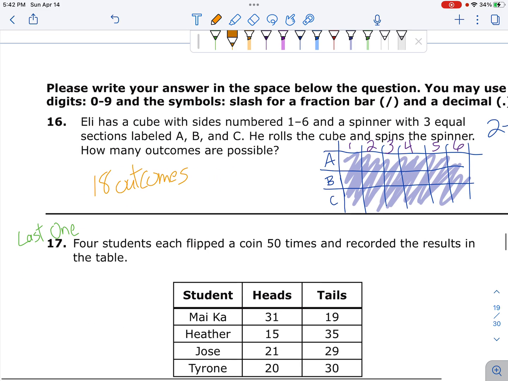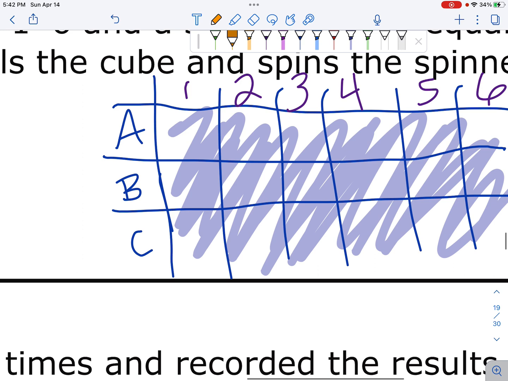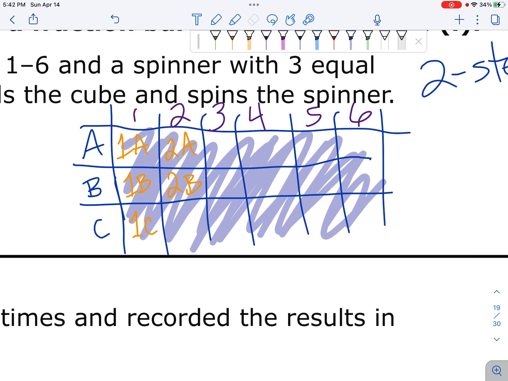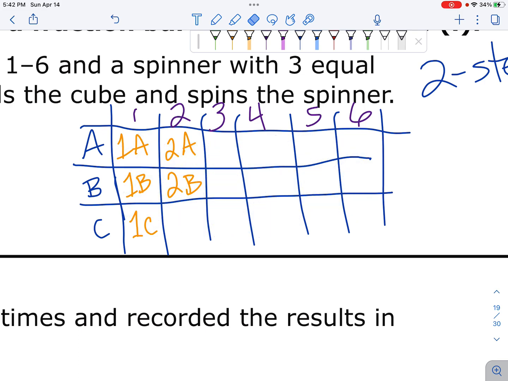All right, outcome number 1 is rolling a 1 and spinning an A. Or he could roll a 1 and spin a B. Or he could roll a 1 and spin a C. Or he could roll a 2 and spin an A, or roll a 2 and spin a B. So you can see there are 3 letters that go with each number, which is why 3 times 6 is 18.